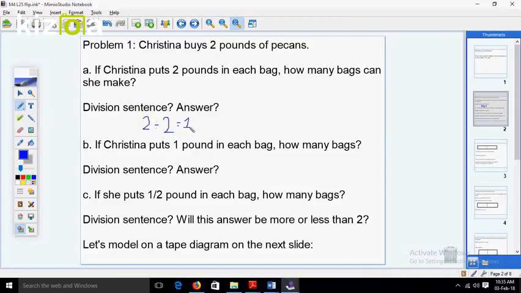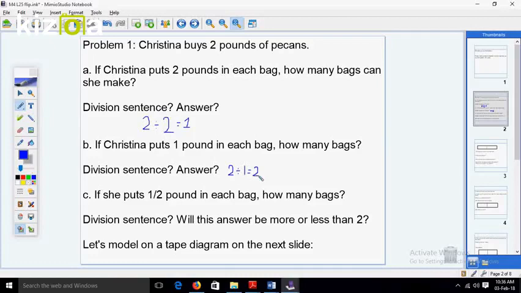She started out with 2 pounds of pecans. She wanted to put 2 pounds in each of them, so she can only make 1 bag. Now for B, we're going to change it a little bit. She still buys 2 pounds of pecans, but she wants to put only 1 in each bag. So our division sentence is now 2, that's what she starts out with, divided by 1. She only wants to put 1 pound in each of the bags, so 2 divided by 1 is 2. She can actually make more bags because she's putting less in each of the bags. Hopefully that makes sense.